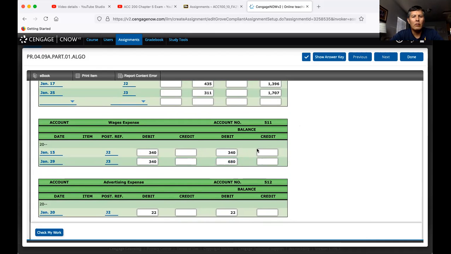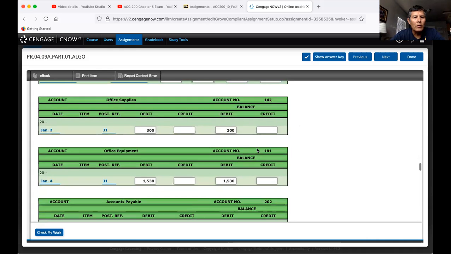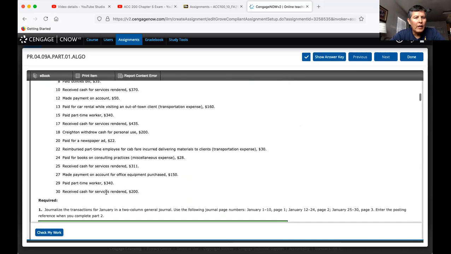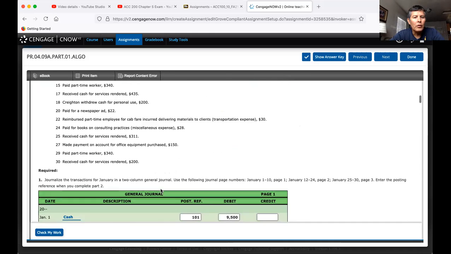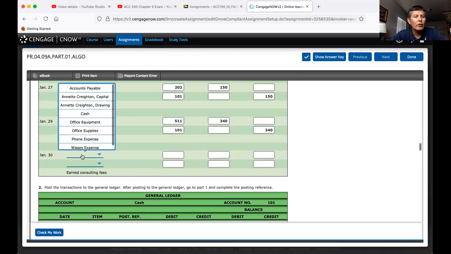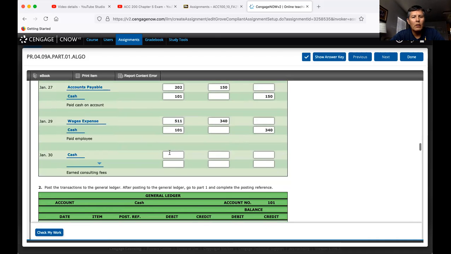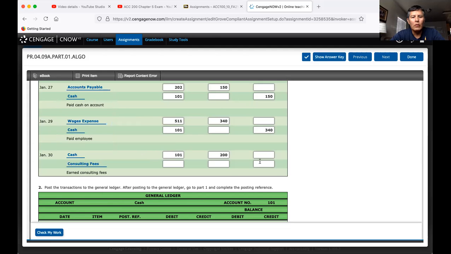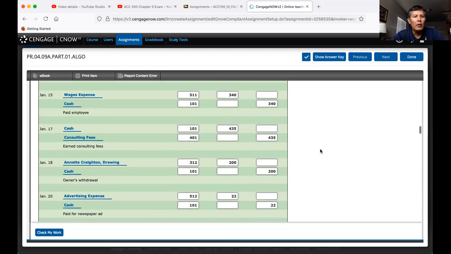All right. Okay, and then let's see what the last one is going to be. Okay, it says received cash for services on the 30th for 200. So we received cash, 101, 200. Consulting fees, 200. Let me check the number on this one.